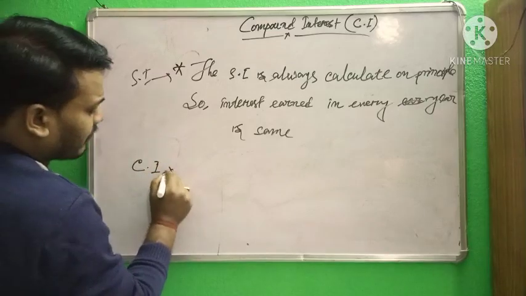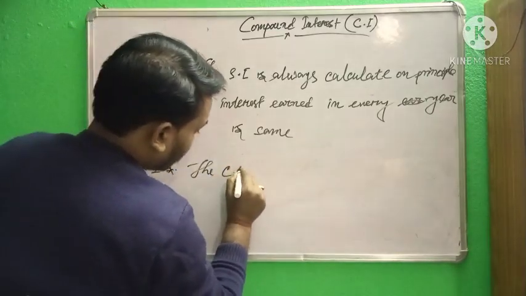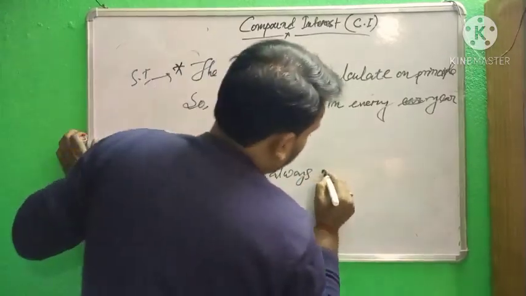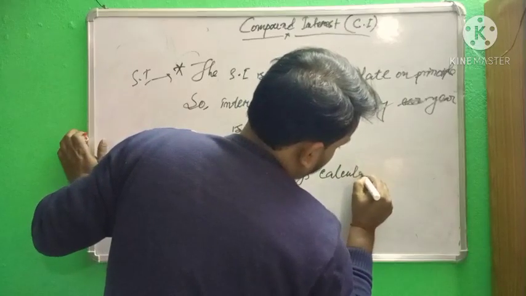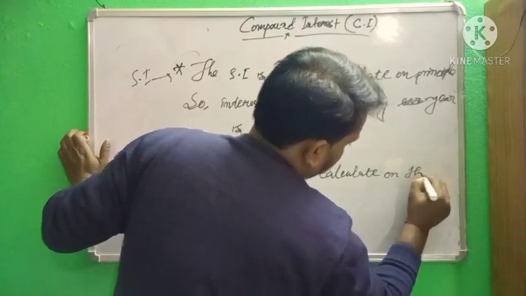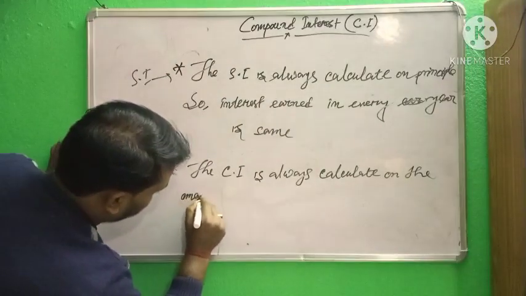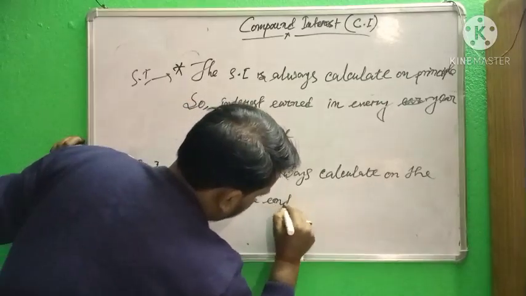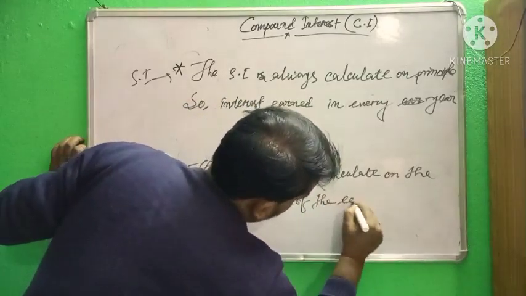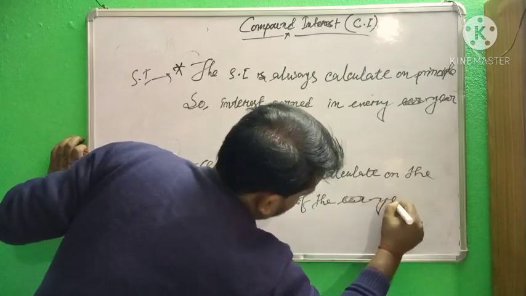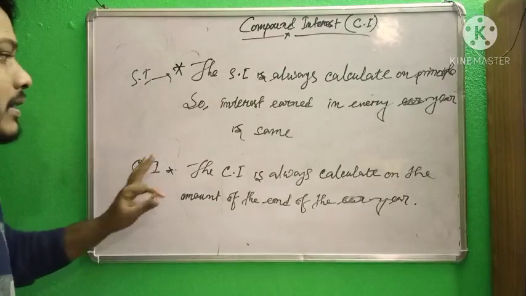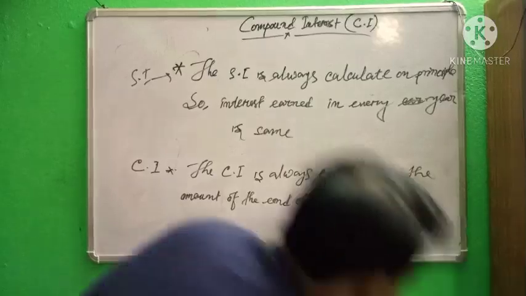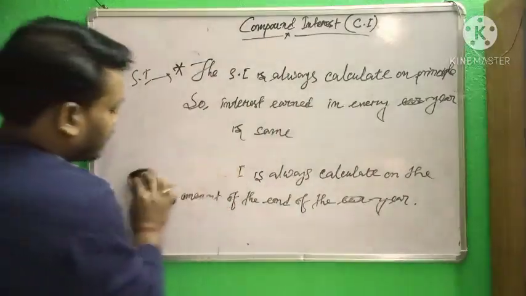CI, that means compound interest, is always calculated on the amount at the end of the year. So in this case, the interest earned in every year is not the same. Okay, I will explain it by giving one example, so let's come to the example without delay.